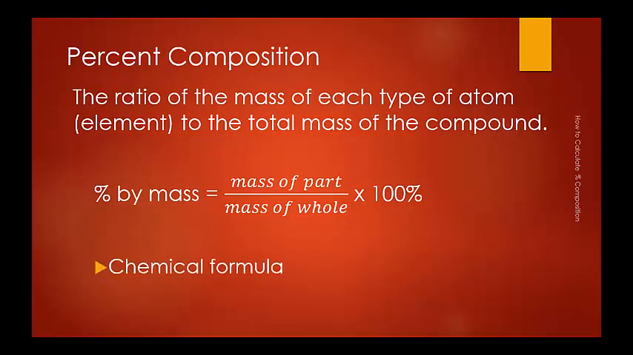We can get our data to do these types of problems from two sources. One, if we have the chemical formula, we can use that to calculate percent composition, or sometimes we have experimental data to do that as well. So let's look at examples of both of those.